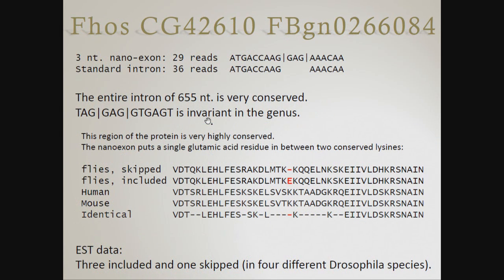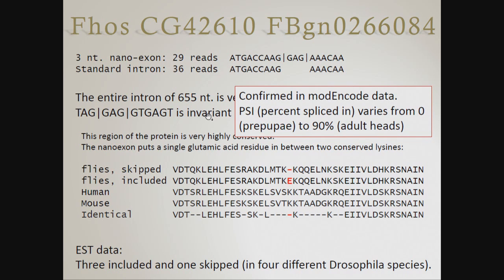Okay, so this is a case of a small 3-nucleotide exon that includes 1 amino acid and has not been previously observed in the FHOS gene. I'm not sure how you pronounce that. This is a highly conserved protein, conserved site, and this is alternatively spliced. The next slide summarizes that data from modENCODE, where the percent spliced in varies from 0 to 90%.